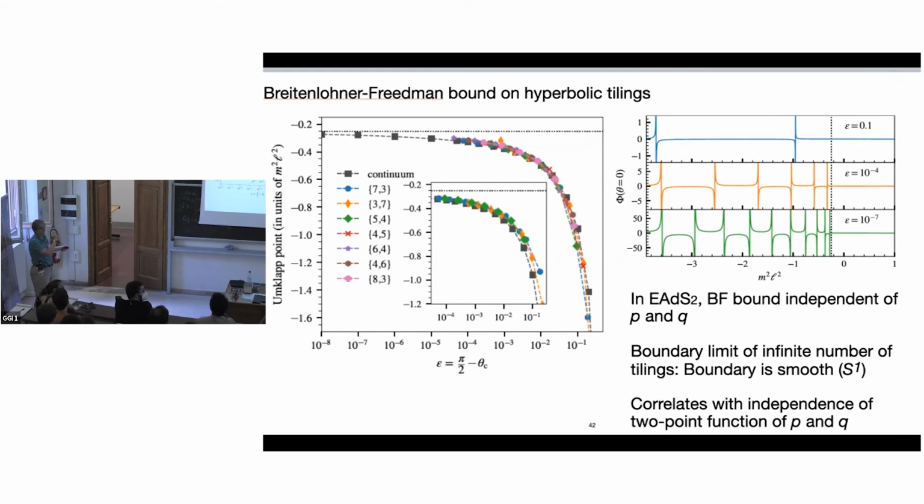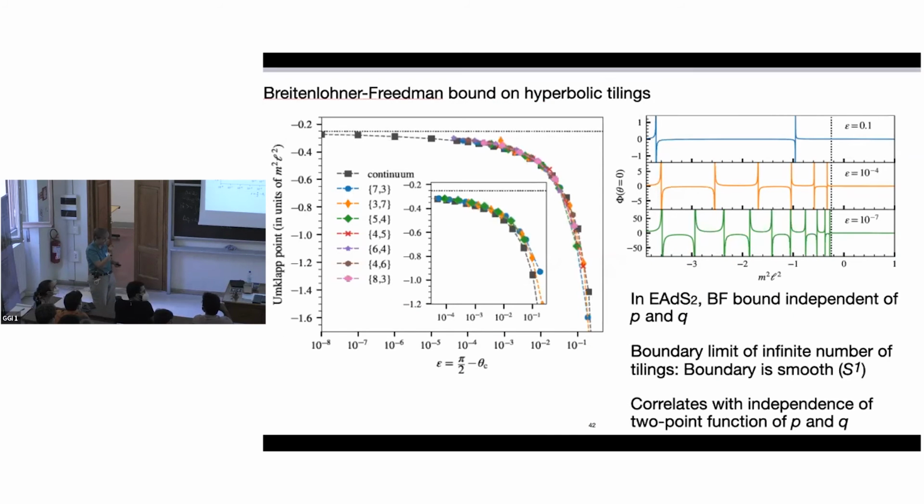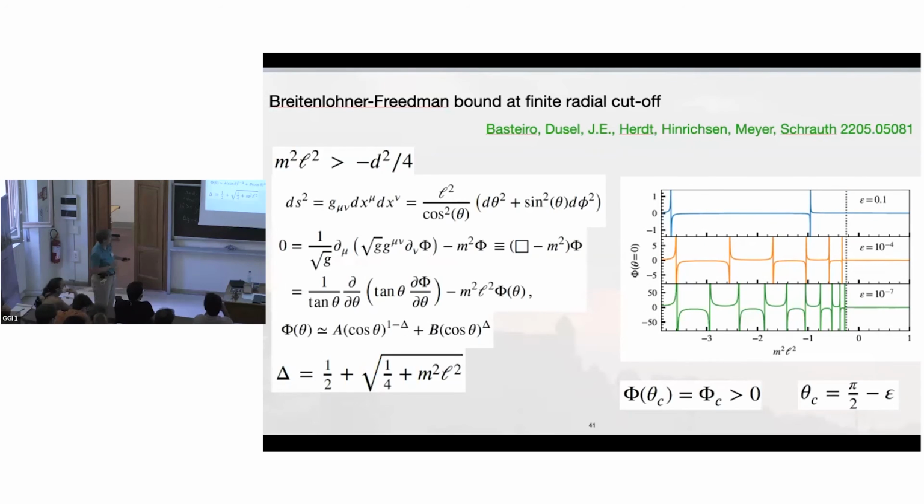Question: what are you computing on the y-axis? On the y-axis is the position of the first singularity below the actual continuum Breitenlohner-Freedman bound. And how does this depend on how you're tiling it? That's just the point, it doesn't depend. So my question is, for a particular tiling, how do you compute this? Well, you just numerically compute.